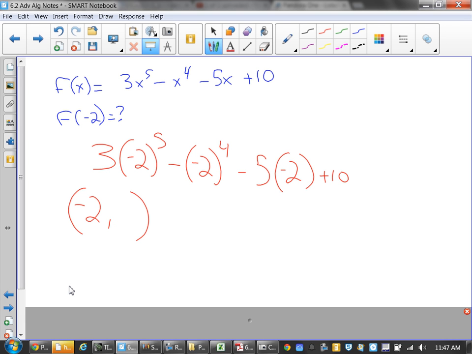Negative 92. Anybody else there? Yes. So basically what you're telling me is that when x is negative 2, y is negative 92. So you just substitute the x. Yep. This is called function notation. Function notation is a lot of direct substitution. You're replacing x with negative 2.